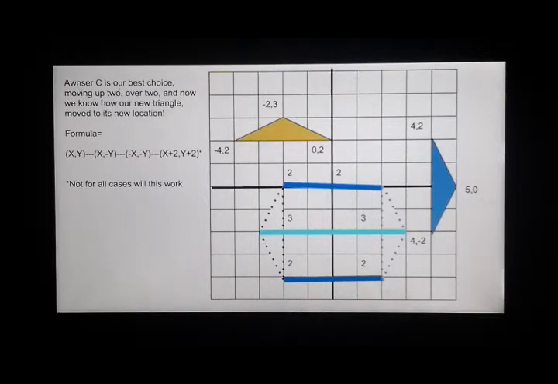A formula for this, not sure if it's good or not, but x, y to x, negative y, which then goes to negative x, negative y, which then goes to x plus 2, y plus 2. And this does not work for all cases.